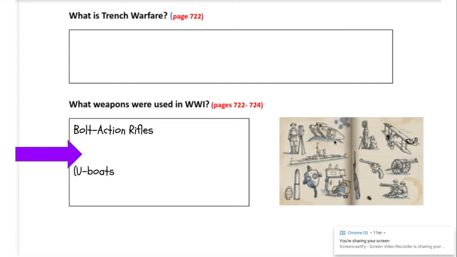U-boats or submarines. The U in U-boat stands for undersea. So yes, they used submarines similar to the one that sank the Lusitania, and you saw that in another video.